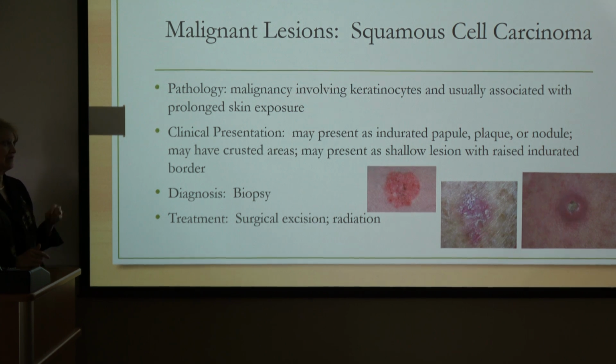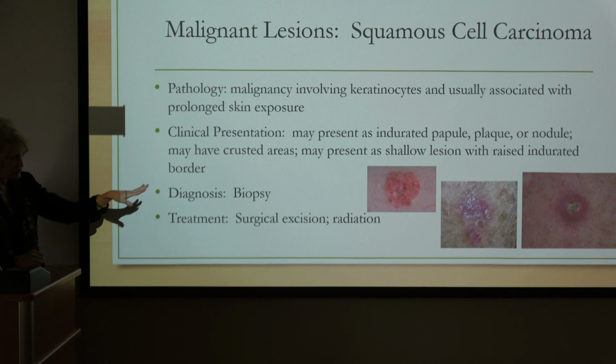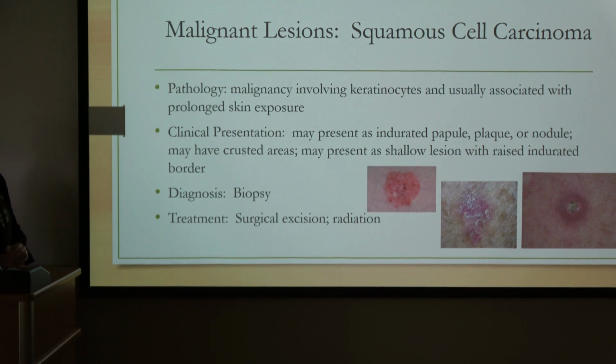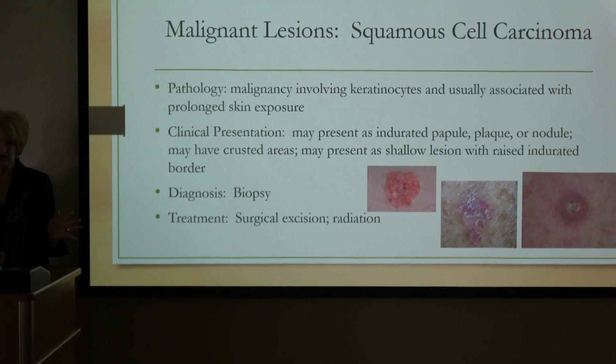So you could have an indurated papule or nodule, which is what you see on the right, where you have the ulcerated center sitting in the middle of a nodule that is somewhat indurated. You can have crusted areas, which you see in the center. Or sometimes you'll have a shallow lesion with raised edges all the way around. So those three presentations, very classic, very common. And again, what's your responsibility? Just recognize that's not your standard ulcer. There's something else going on here.